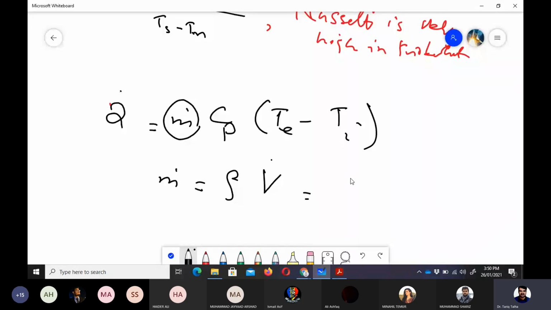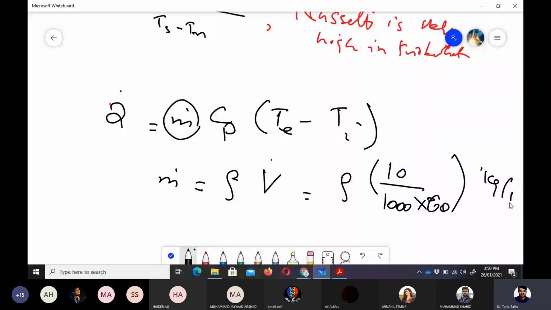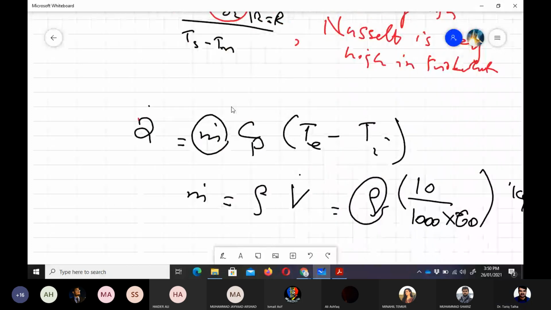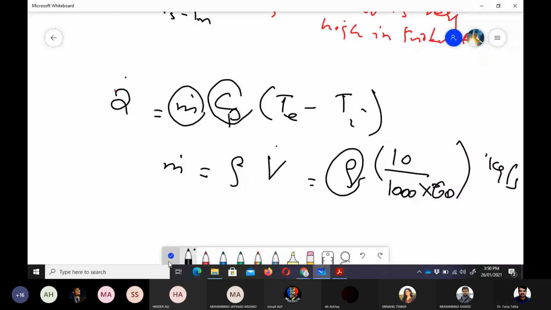Volume flow rate is given as 10 liter per minute, so that would be equal to 10 divided by 1000, which would make it meter cube, and then it is in minutes, so to make it in seconds that would be additionally divided by 60. So we would have some value in kg per second once we multiply it with rho. So from where would the rho and Cp values come?